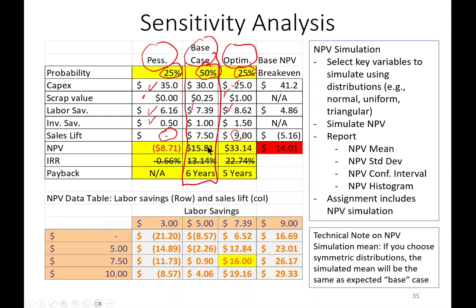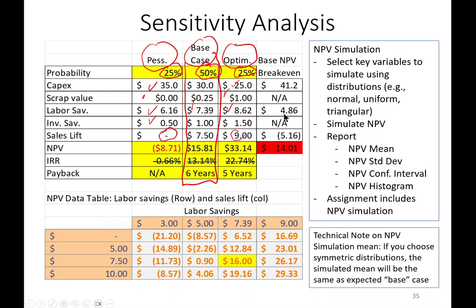All right, so then what do you do with this? Well, what you can do is get a risk-adjusted NPV. If I take a 25% chance of getting a negative 8 million, plus a 50% chance of getting 15 million, plus a 25% chance of getting 33 million, the risk-adjusted NPV is actually $14 million.